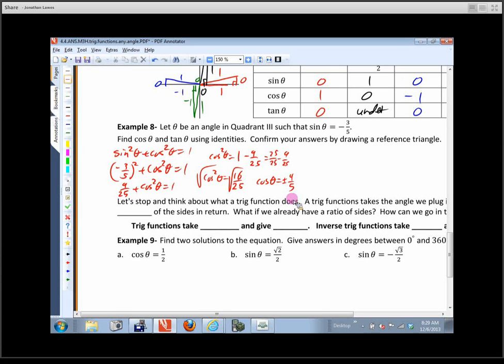Minus, why? Quadrant 3. We're in quadrant 3, and the only one that's positive there is tangent, or its reciprocal cotangent. So the answer on this one is the cosine of theta is equal to -4/5. Okay, there's our answer on that one.